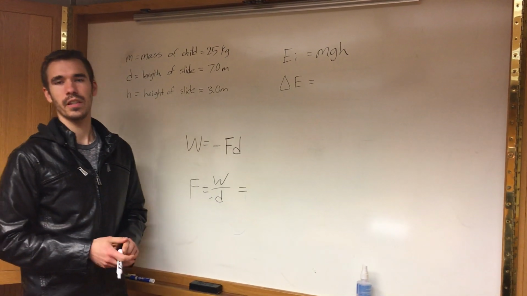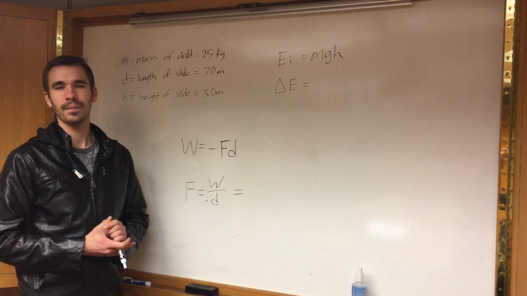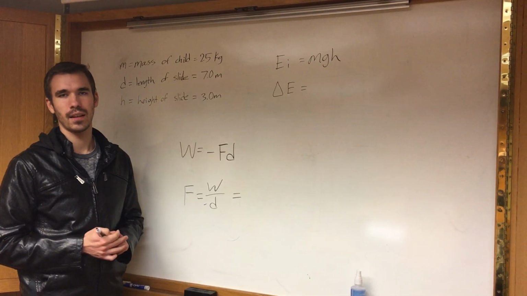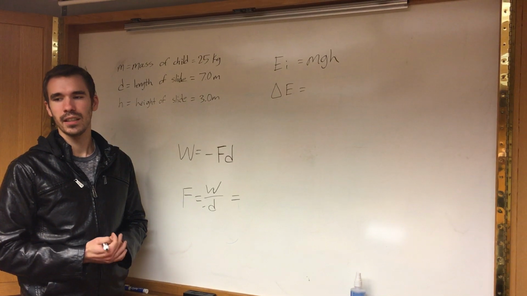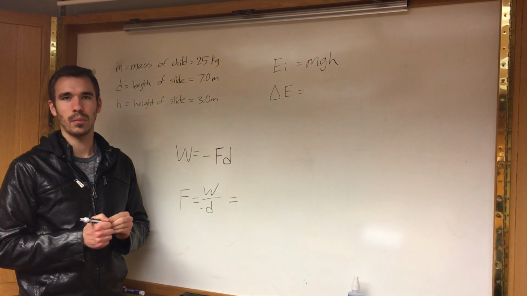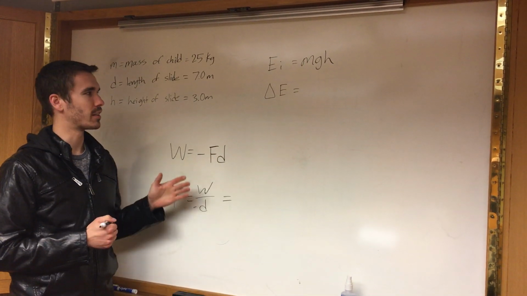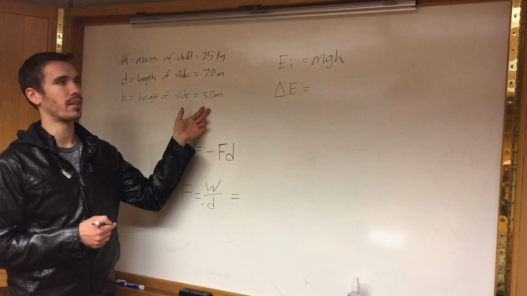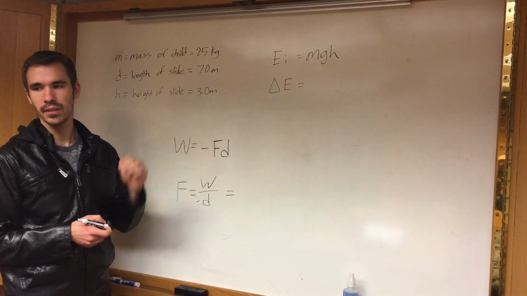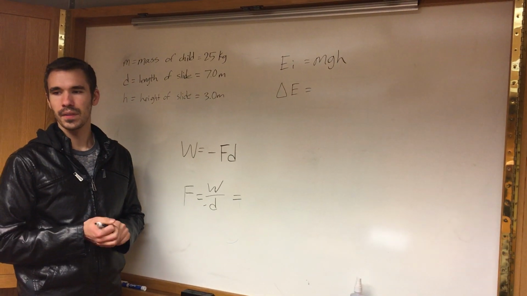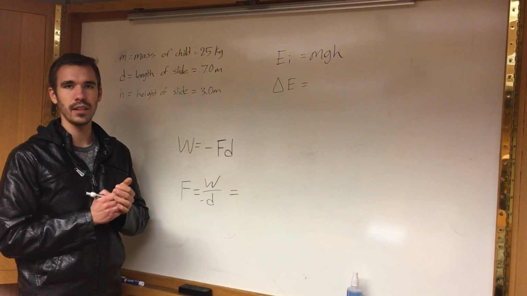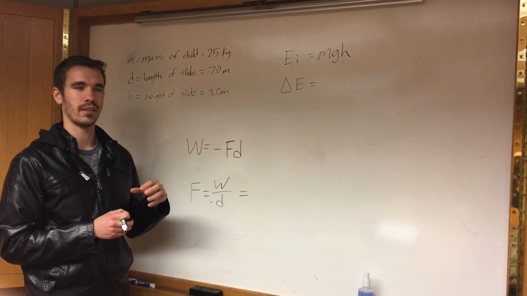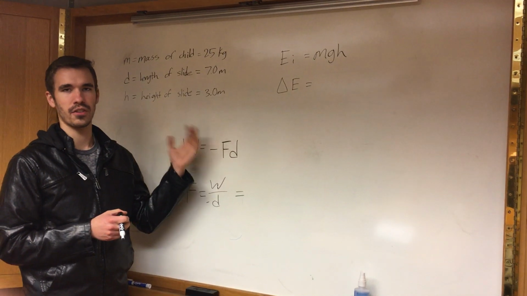In question 33 in chapter 10 of our physics textbook, it talks about a 25 kilogram child sliding down a playground slide at a constant speed. The height of the slide is 3.0 meters and the length of the slide is 7.0 meters. And it wants to know, using the law of conservation of energy, what the kinetic friction force is, that is, what the magnitude is that is acting on the child.